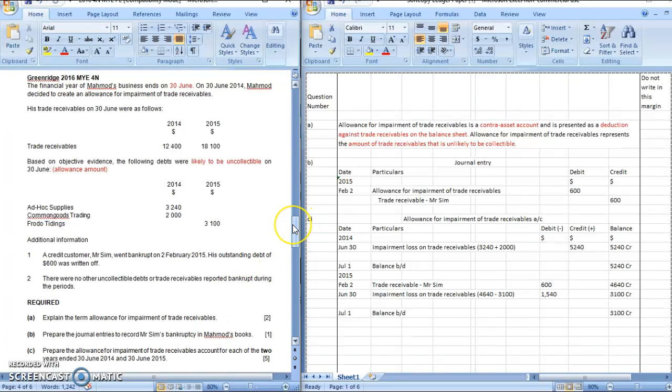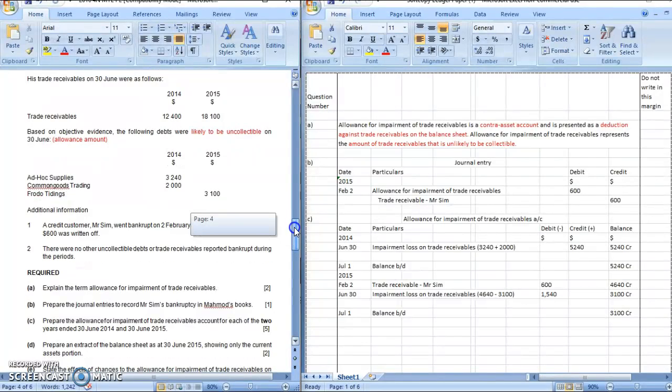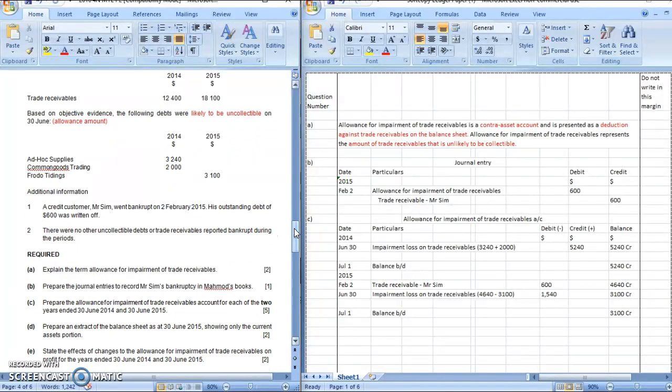Hi, welcome back to part 2 of this video. In this video, I'll be showing you how to prepare an extract of the balance sheet as at 30th of June 2015, showing only the current assets portion. So using all of this information given in the question, we can actually prepare an extract of the balance sheet. How do we go about doing it?